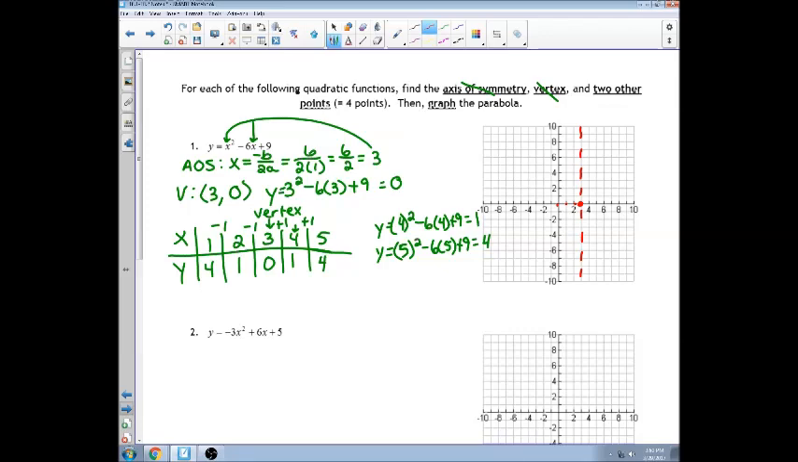Now to go ahead and graph this, I need to go to 4, 1, and 2, 1. Then I need to go to 5, 4, and 1, 4. At this point, I can connect all my points, try to make it look like a U, and I am done. Okay?